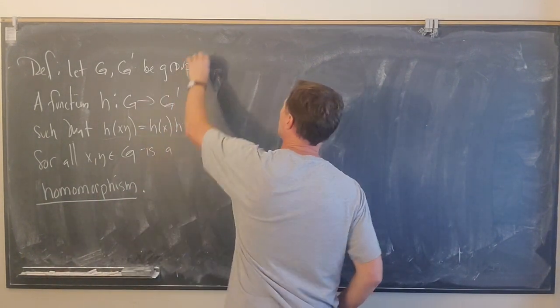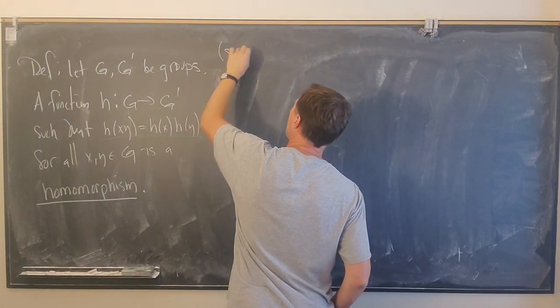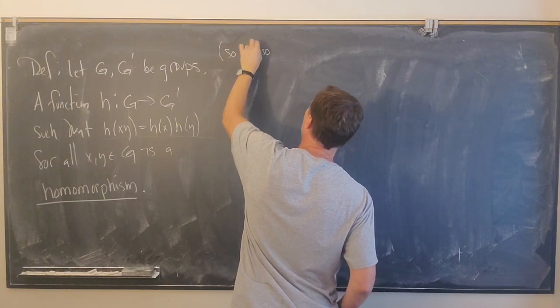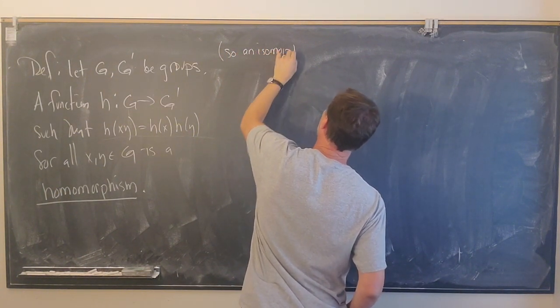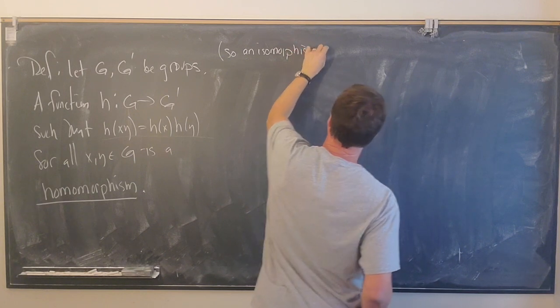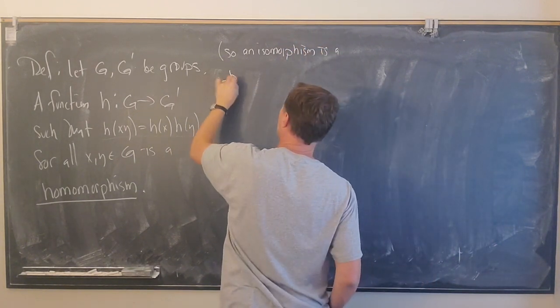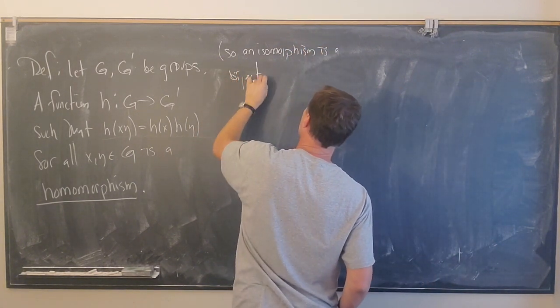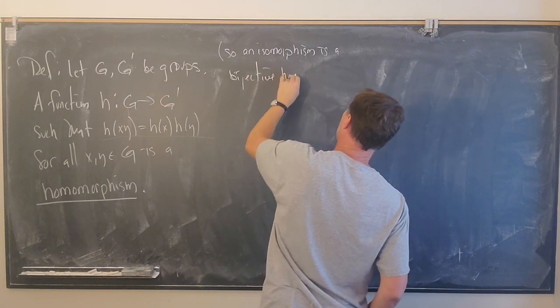And then I'll just put this in parentheses. So an isomorphism is a bijective homomorphism.